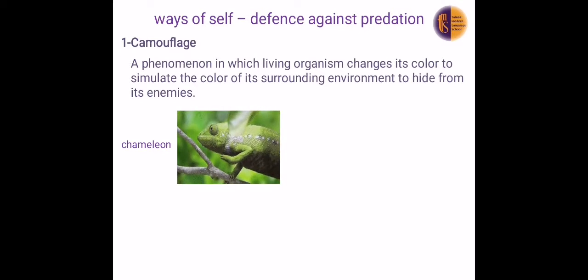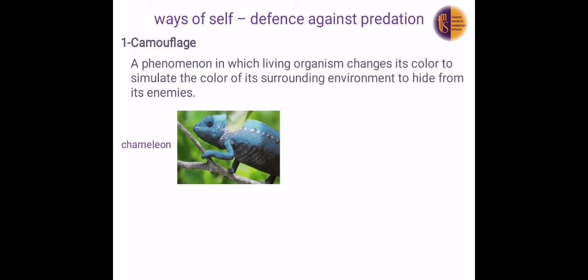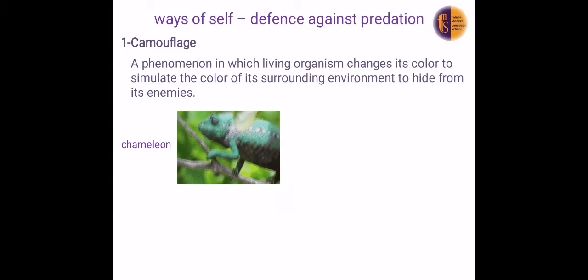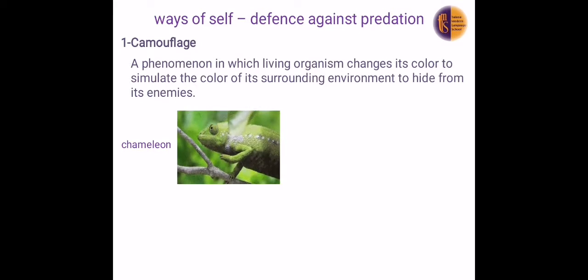What happened again in camouflage? The living organism changes its color. Why? To simulate, meaning to become the same color as its surrounding environment. Why? To hide from its enemies. Like the chameleon, we can see here the chameleon changes its color according to the color of the surrounding environment.